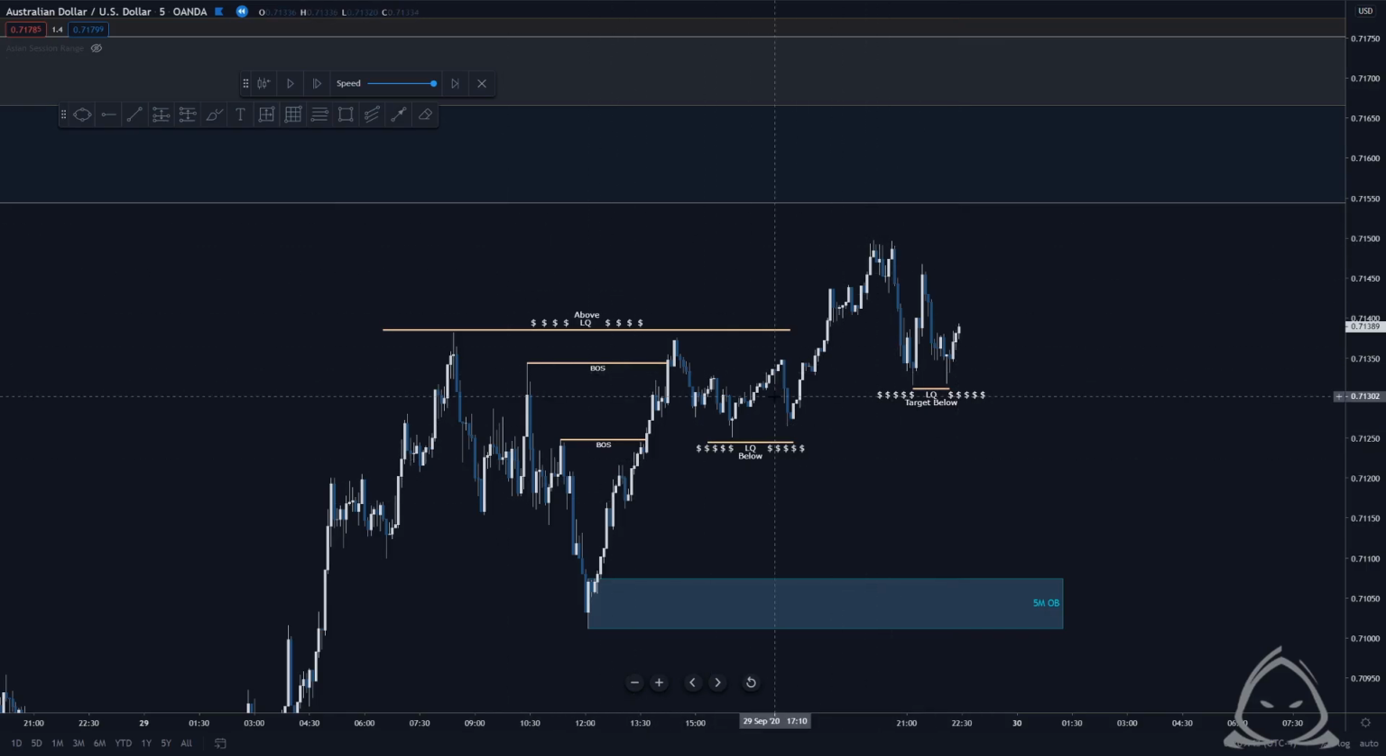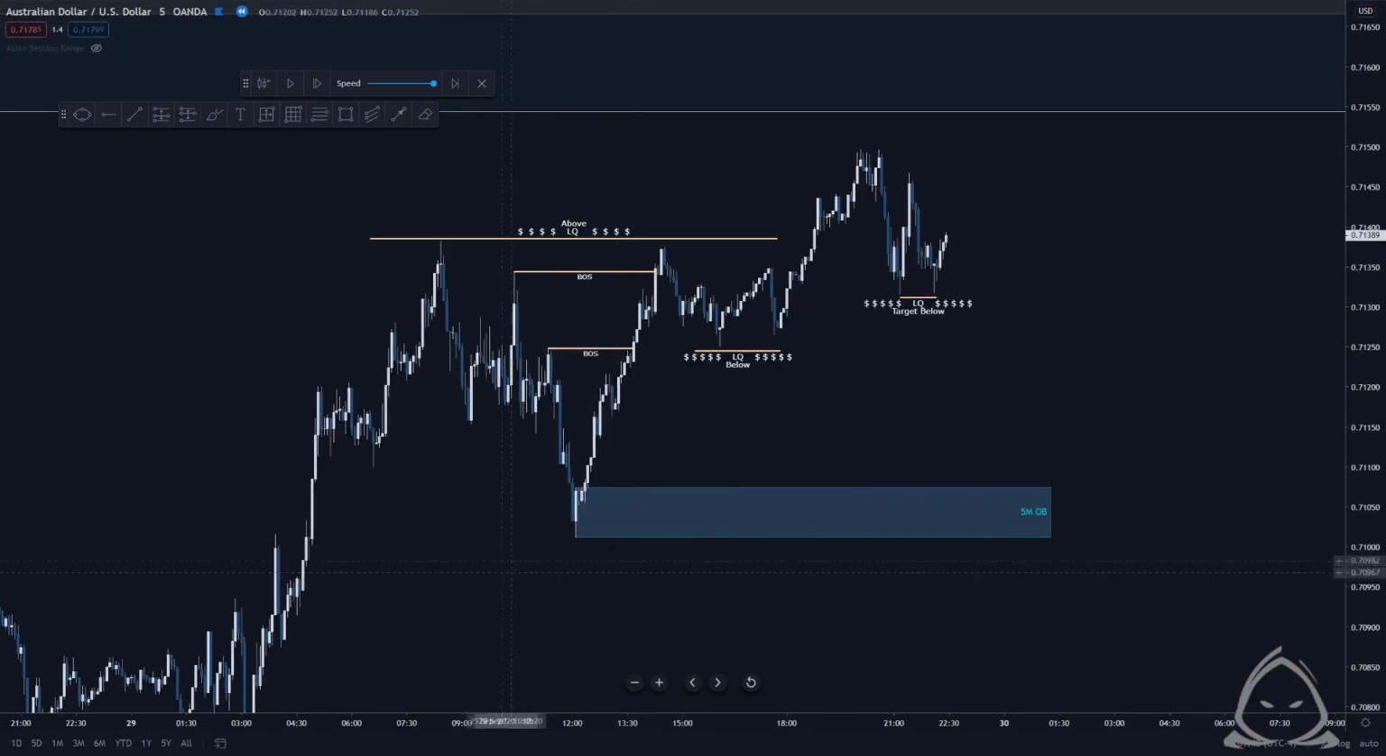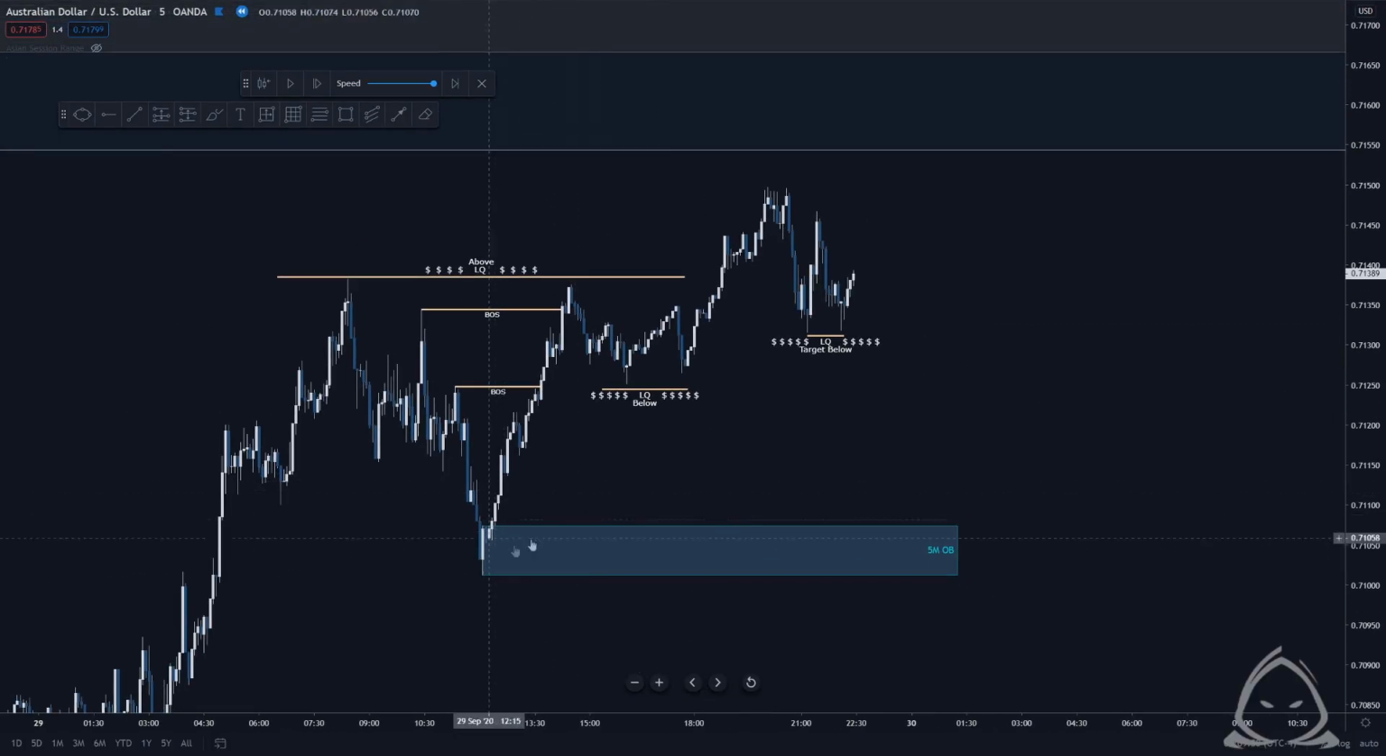There's a lot of FOMO. There's a lot of stuff going on here, right? We got a break of structure to the upside. We got an order block created here. This is the New York low. We've got liquidity. Liquidity's already been taken out here.